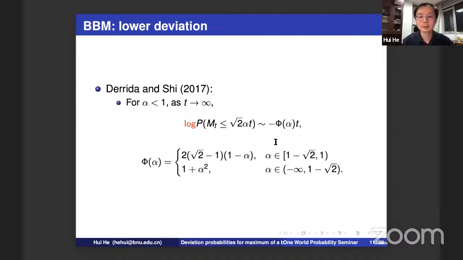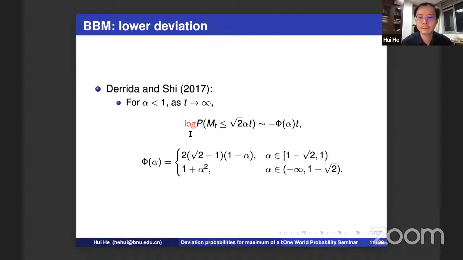Okay. So then there are two natural questions coming into my mind. The first question is why there's a phase transition phenomenon according to this alpha. That is, why the phase transition for alpha is when alpha is at 1 minus square root 2. And the second question is, can we remove the logarithm?